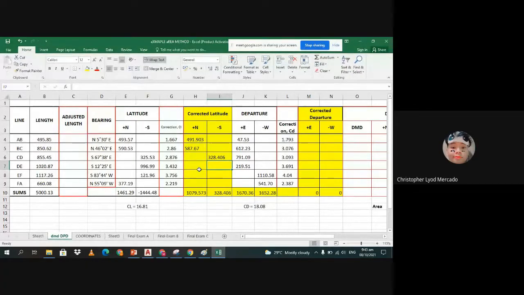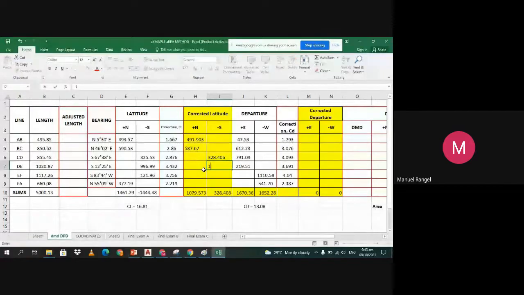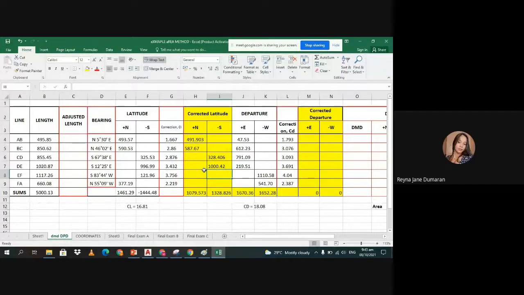For line DE, 1,000.42. Okay, line EF, 121.96, that is 125.716. Okay. For FA, 374.971.